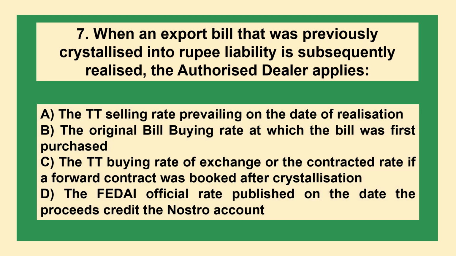When an export bill that was previously crystallized into rupee liability is subsequently realized, the authorized dealer applies option A, the TT selling rate prevailing on the date of realization. B, the original bill buying rate at which the bill was first purchased. C, the TT buying rate of exchange or the contracted rate if a forward contract was booked after crystallization. D, the FEDAI official rate published on the date the proceeds credit the nostro account.